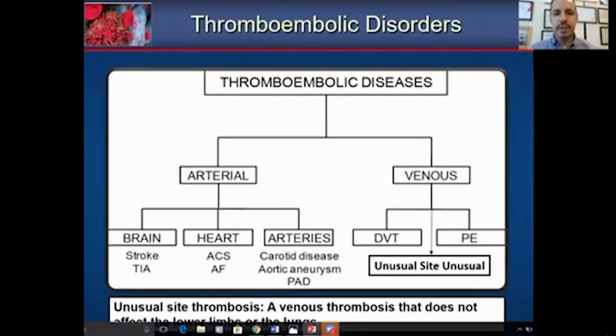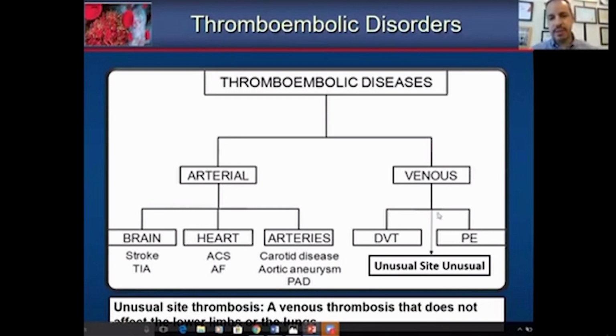I will start by talking about thromboembolic disorders, categorized into arterial and venous thrombosis. The arterial includes the brain, like stroke and TIA, and the heart, like acute coronary syndrome, AFib, which is the most common indication for anticoagulation, mechanical heart valve, and arterial disease like peripheral arterial disease, aortic aneurysm, etc.